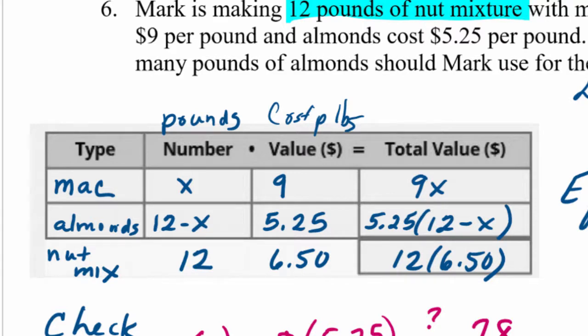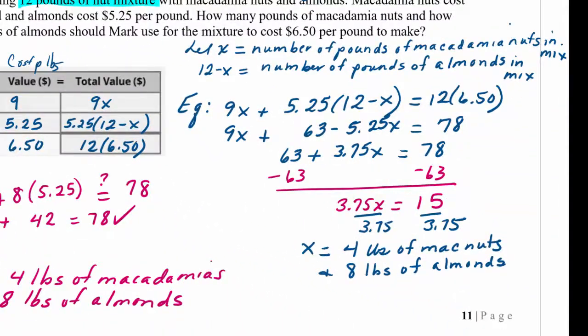And then here's the mix. So the mix is total of 12 pounds. It costs $6.50 per pound in the mix. And we multiply for the total value of the mix. So the equation then should look like this: 9x plus 5.25 times (12 minus x) equals 12 times 6.5. So see, did you get that? How'd you do with that?